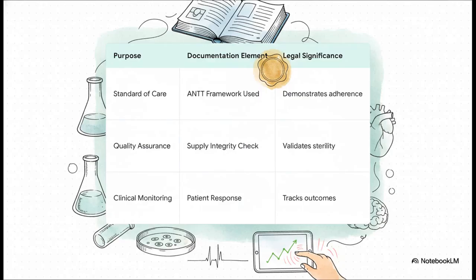This table lays it out perfectly. The purpose of noting which framework you used, like ANTT, is to show you followed protocol. The supply integrity check, that's your quality assurance, proving your gear was sterile. And charting the patient's response, that's for clinical monitoring, to track how things are going. See? Every little detail you chart has a real purpose and carries serious legal weight.